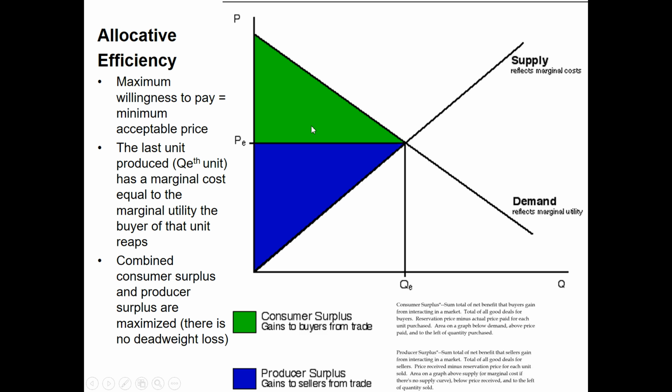Where can we find producer surplus all the time? Hard and fast rules. Above supply or marginal cost, if there's no supply curve, to the left of the number of units that sellers sell, and below the price that sellers receive.